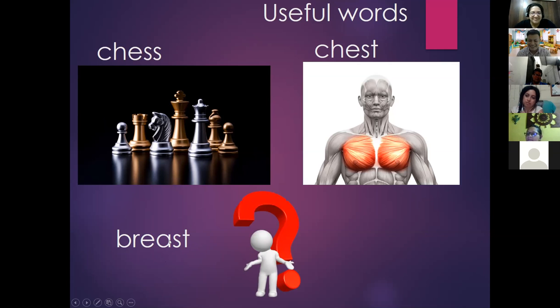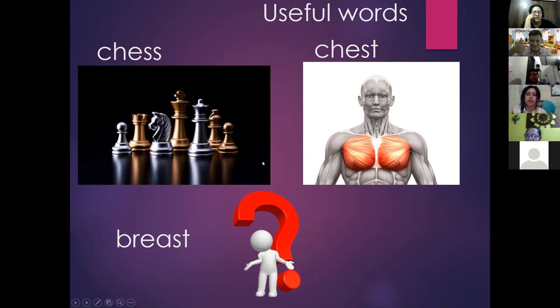No, right? Okay, students, basically in English, we're gonna find two different words in order to talk about pecho, right? Tenemos el pecho de hombre, y este breast es pecho para ladies, really good. I want to show you the difference because sometimes we say chest, and we're gonna get confused. Chest is a game, ajedrez, y chest, pecho. But pecho para hombre, right? Breast is pecho for ladies. Okay, really good. You got it?